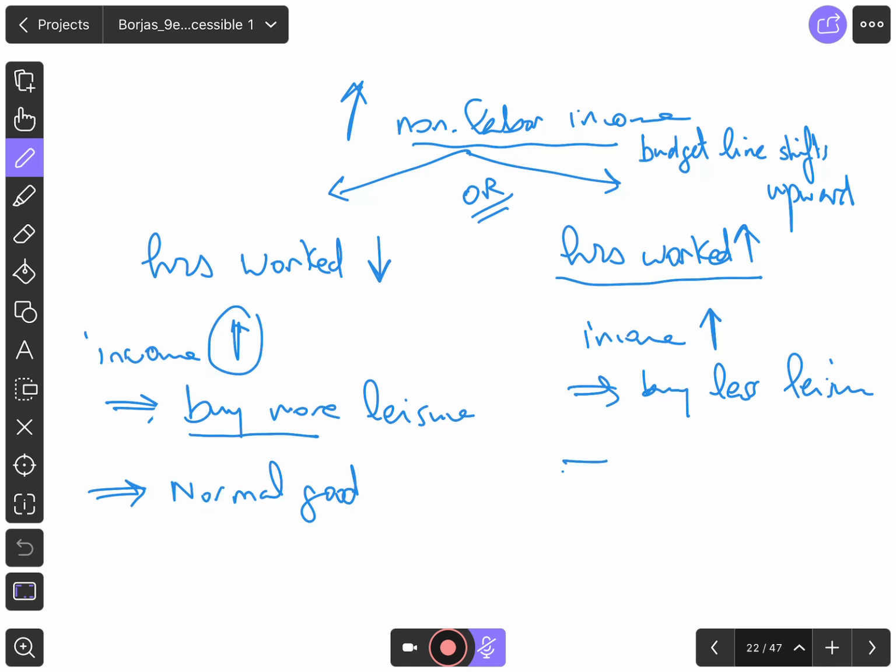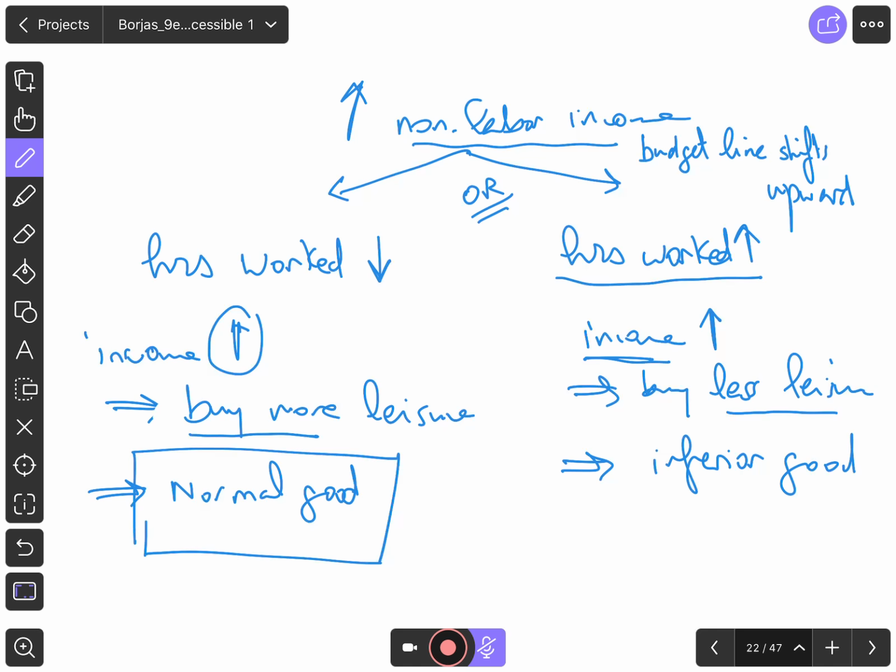Under this possibility, leisure is considered an inferior good. So what is an inferior good? An inferior good is any good that when your income goes up, you demand less of it. Okay? So there are two possibilities that can happen.